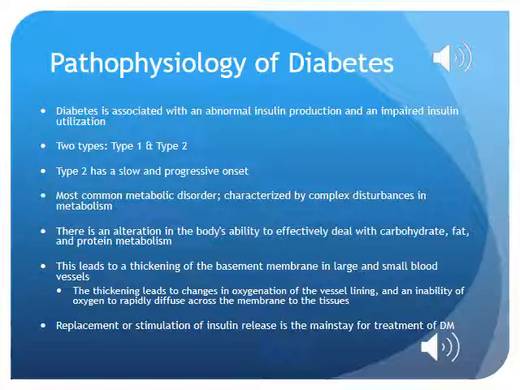Over time, the strain placed on the beta cells by this level of insulin production can destroy them, diminishing insulin production. Type 2 diabetes has a slow and progressive onset. There is also a genetic part that plays in the pathophysiology of type 2 diabetes.